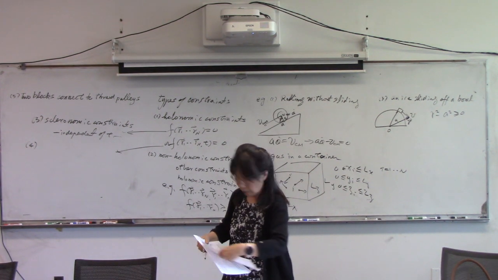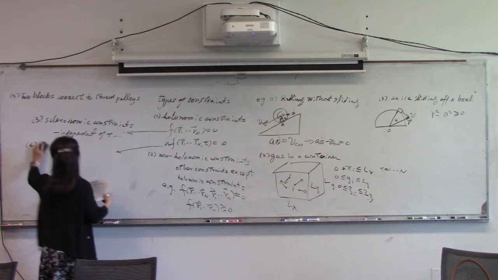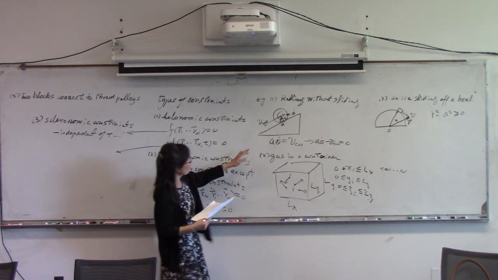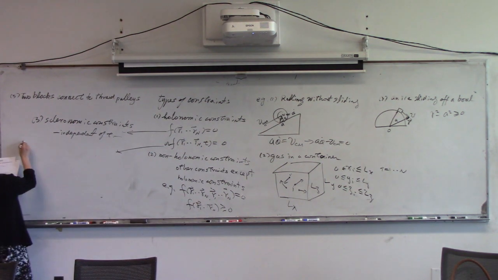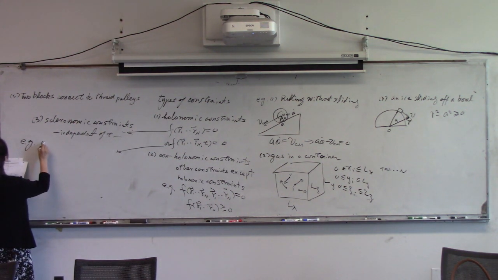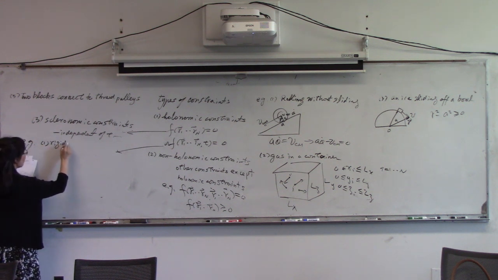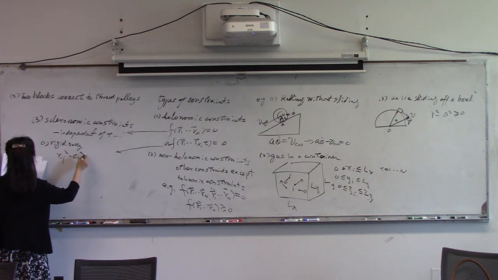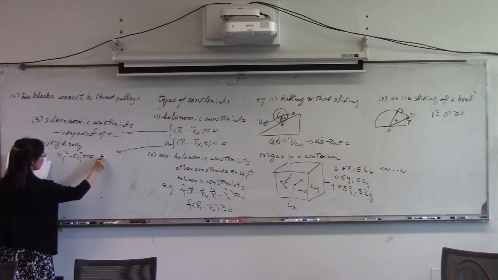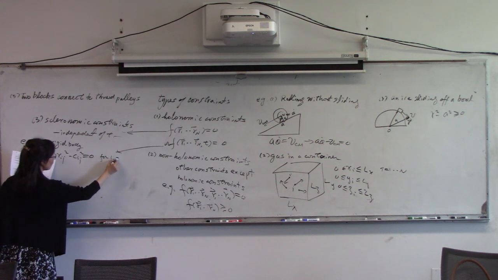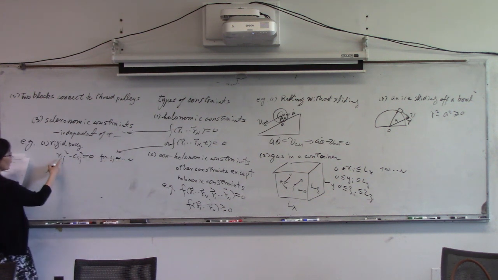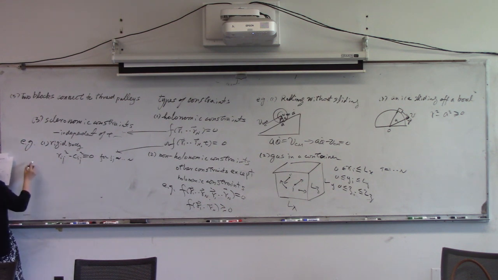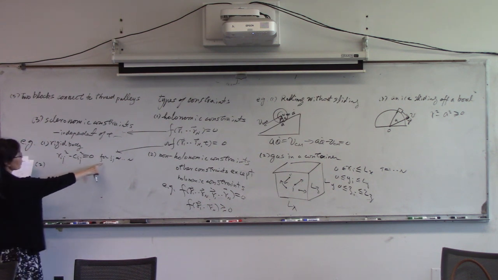I think I should give you examples. The rigid body example: R_ij is R_i minus R_j squared, right? This does not depend on time.